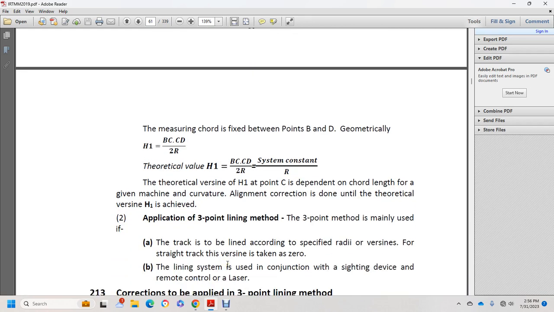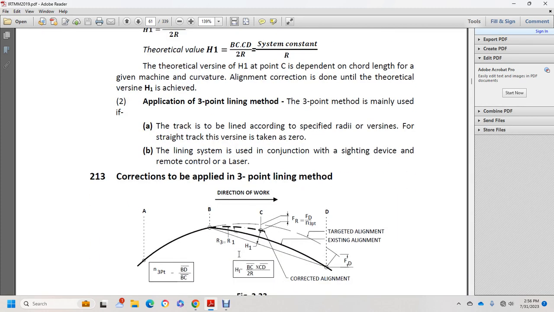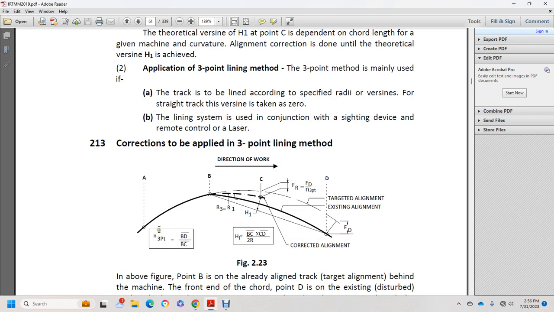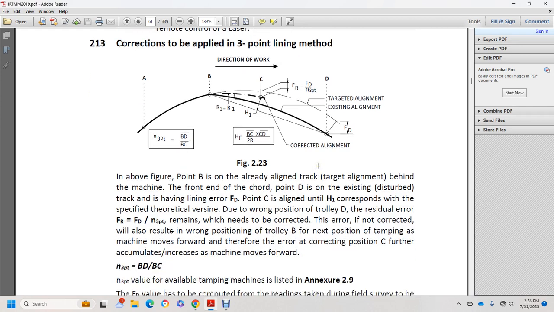2. Application of the 3-point lining method. The 3-point lining method may be used with the track line according to the specified radius versine, with the straight track versine taken as 0. Line system either with the conjunction sighting device, with the remote control, or with the laser. The corrections to be applied with the 3-point lining are shown, and it shows the corrected alignment, the targeted alignment, and the existing alignment.